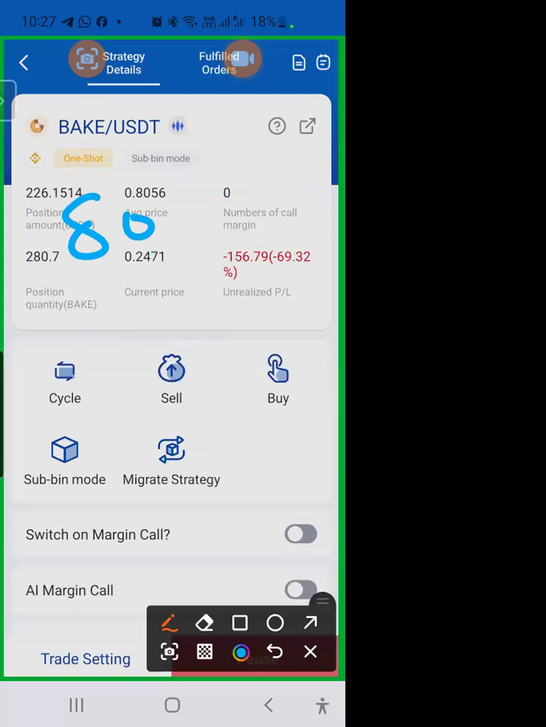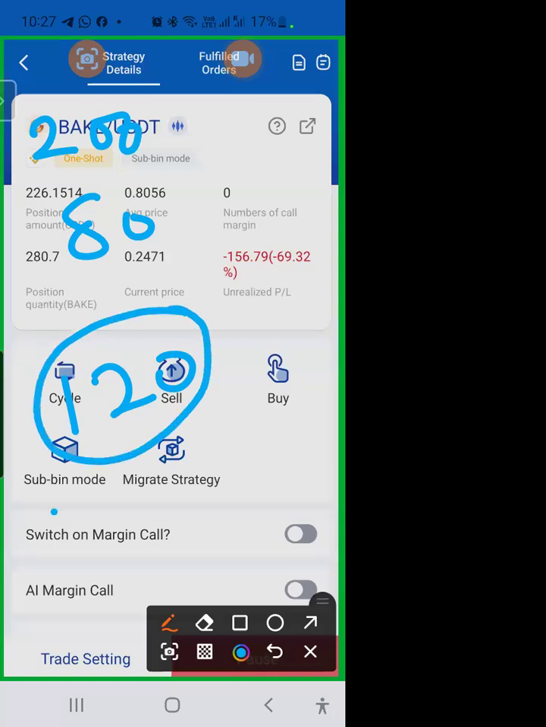Take 80 from 200. 200 minus 80, you are going to remain with 120. Therefore, set your margin calls for 120 capital starting from 50 margin call to the one you set.